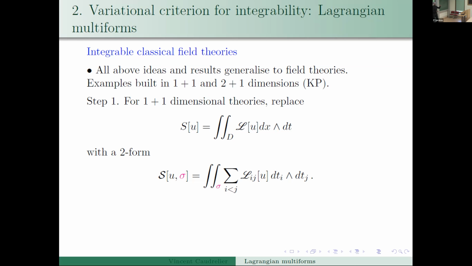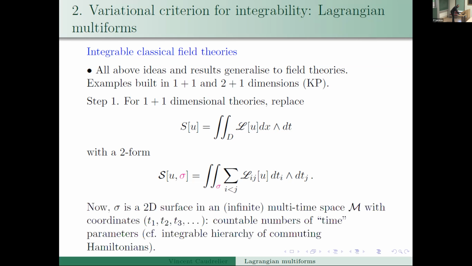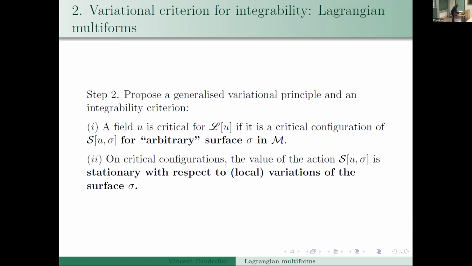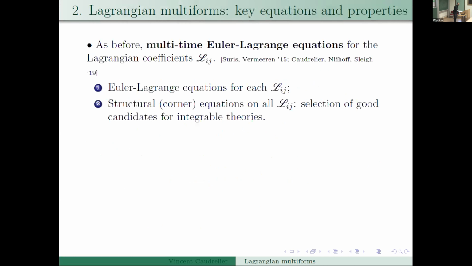And you're going to get two classes of equations: standard Lagrange, and the new ones, the corner equations that constrain the possible Lagrangians that you're allowed to have. So I've already summarized the next. You propose the generalized variational principle, which is the same story as before, but adapted in two dimensions, with similar consequences. The equations are more complicated, so I didn't write them down for lack of time and space, but they're written down.